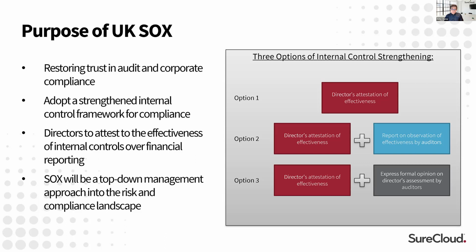That is an attestation from directors plus additional reporting on the observation of effectiveness by auditors. So it's basically 2 levels of attestation, one by directors and one by auditors. And that is most likely the scenario that will become part of the legislation.